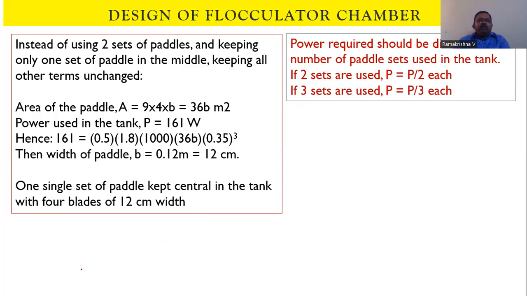So this is how we are going to calculate the sizing of a flocculator. The fundamental thing is how many sets of paddles are used on a single shaft. Right? If two sets are used, total power is divided equally. If three sets are used, total power should be divided among these three. So this is how you are going to calculate the sizing of a flocculator chamber.